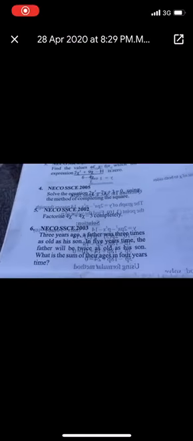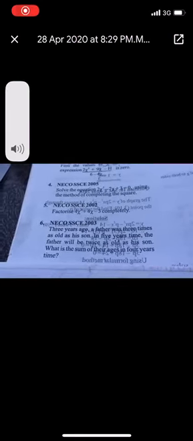Question number 6. It is obvious that many of us do not like dealing with word problems. Okay? Now let's take it lightly and see what is happening in this question. The question says that 3 years ago, a father was 3 times as old as his son.